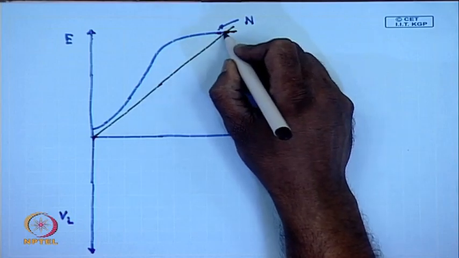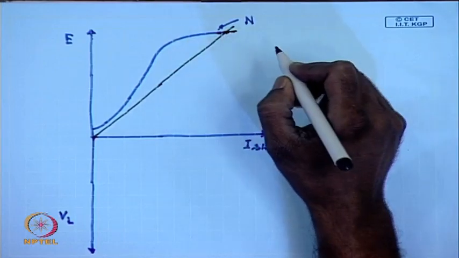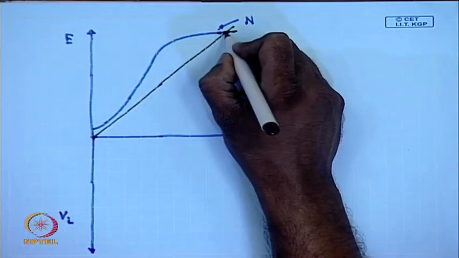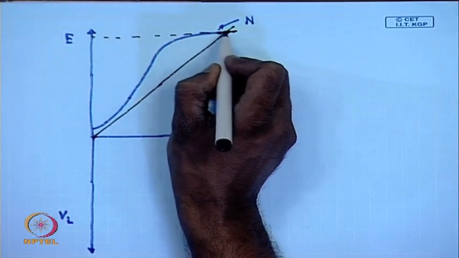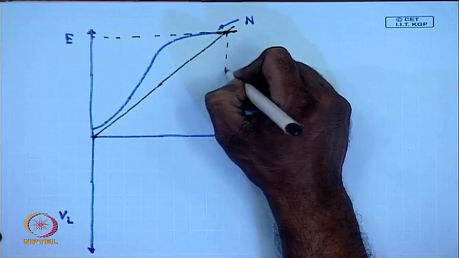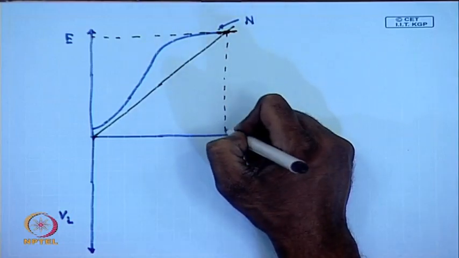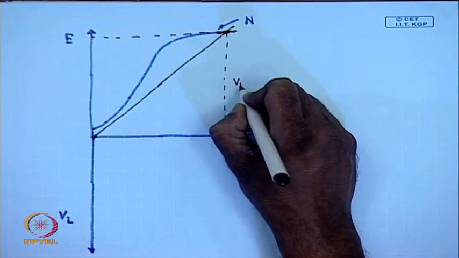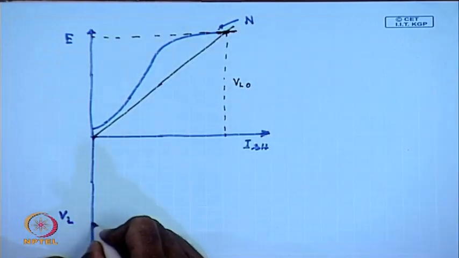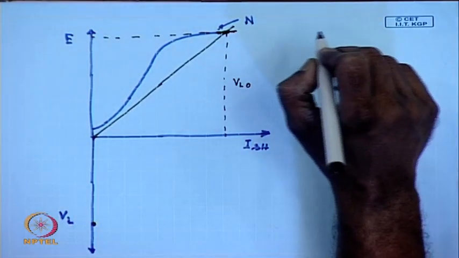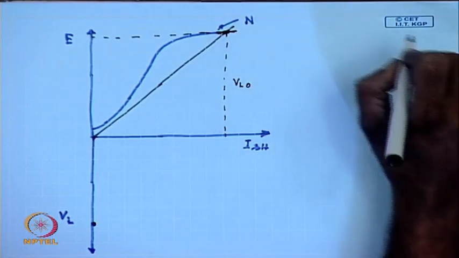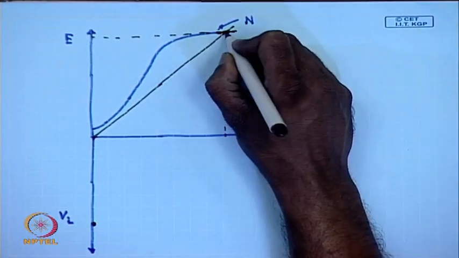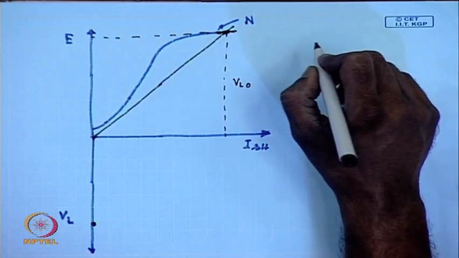If there is no load connected, then at no load this will be the no load voltage generated, VL0, which is plotted here. At any other load current, the corresponding armature current, we can find out the terminal voltage in the following manner.